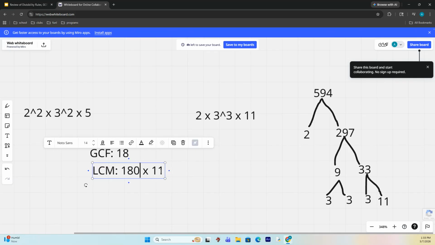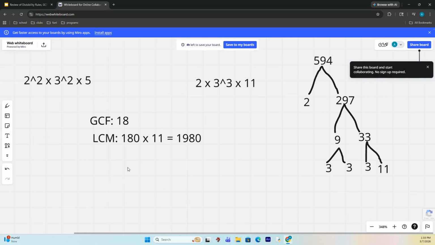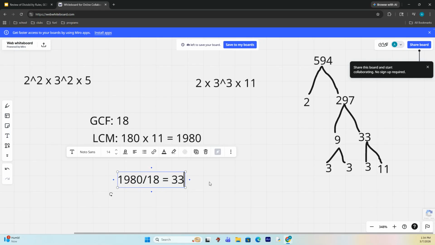And then 180 times 11 is the only one where you actually have to do any math, giving you a final answer of 1980. But remember, the question asks for the ratio between the two. So you would divide 1980 by 18. Feel free to work this out, but the final answer would be 33.